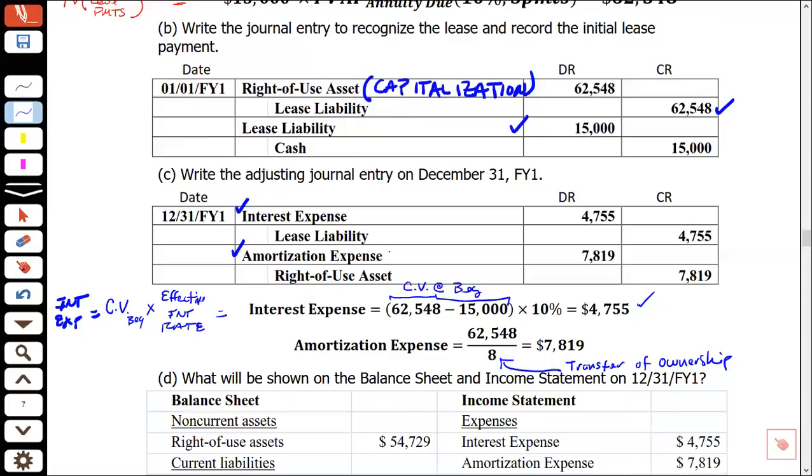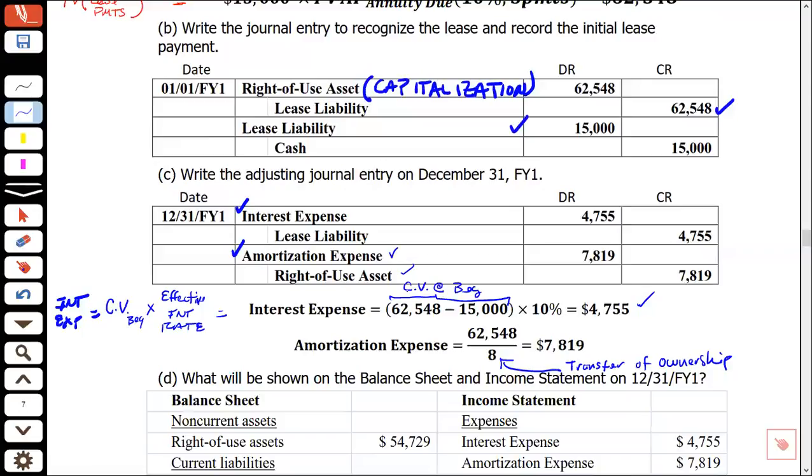So now what you do is recognize amortization expense of $78.19, and you reduce the right of use asset directly. So notice that we don't have any accumulation account like you do with accumulated depreciation. We just reduce the right of use asset directly. And that's what we're going to see later when we study intangible assets. There's no accumulated amortization. You just reduce the asset directly.